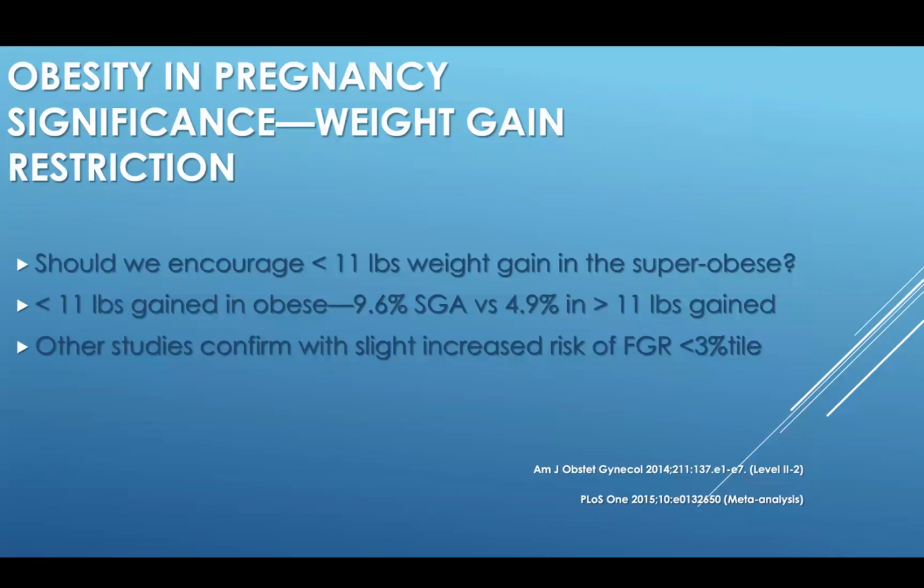I show this slide because I think it has opened our eyes a little bit to some information that's been around for a while. Newer studies are out looking at weight gain in the obese patient as well, and how it affects fetal weight gain. But if you look at that middle line, less than 11 pounds gained in obese patients is associated with a 9.6% incidence of SGA, small for gestational age, versus a 5% incidence in those patients that gain over 11 pounds. So there's definitely an increased risk of smaller babies. In my mind, is that necessarily bad? And that's the question that has not been answered.